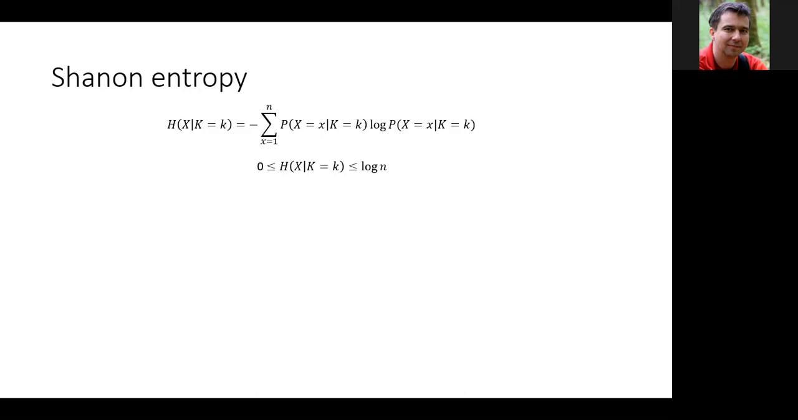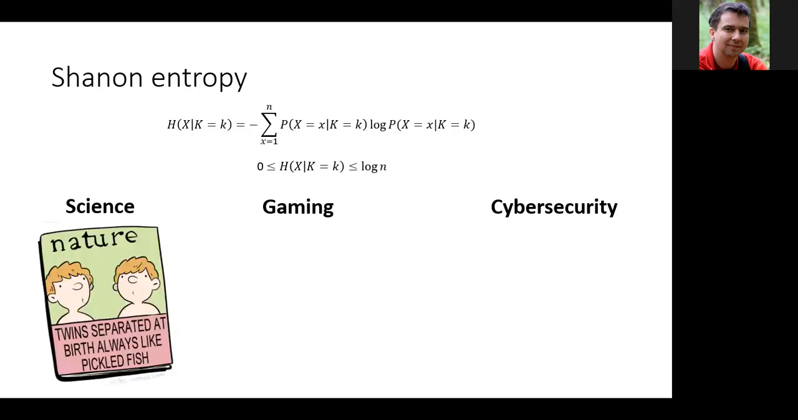And in my talk, I will be using a lot of phrases like a lot of entropy, close to log n. No entropy, no randomness, close to 0. It doesn't matter, I'll go with Shannon's view because it's the most famous one. Okay, what do we use randomness for? Science, gaming, and cybersecurity are the most important applications for us.